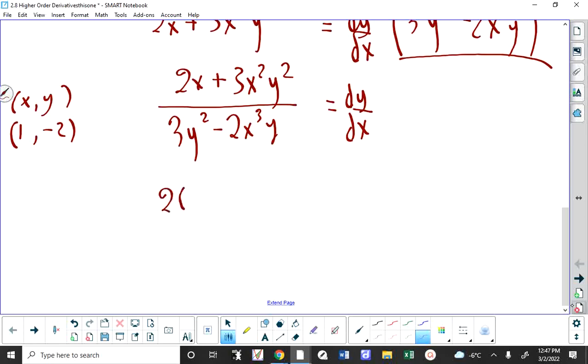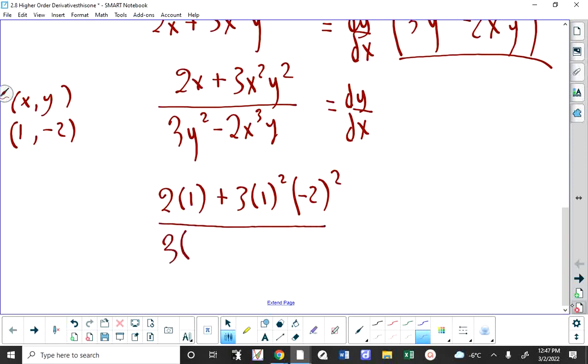So what are we going to get? 2 times 1 plus 3 times 1 squared times negative 2 squared over 3 times negative 2 squared minus 2 times 1 cubed times negative 2. Better double check all of that. The 1 goes with the x. The negative 2 goes with the y. It's a lot of numbers, and sometimes you just get frustrated. You have to check all of these things, but I believe it's okay.